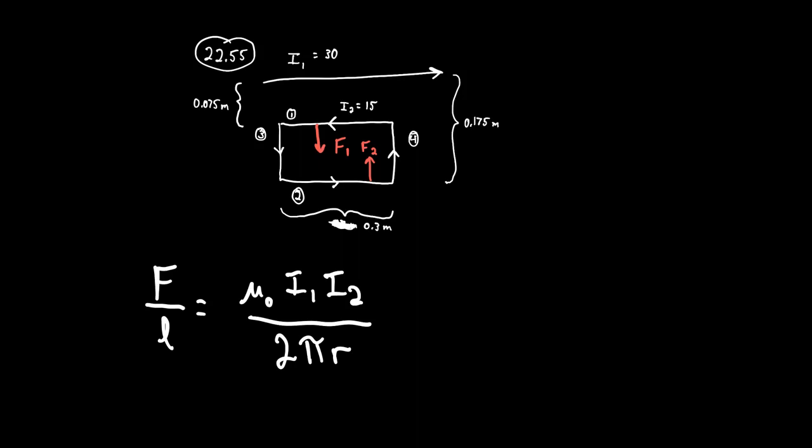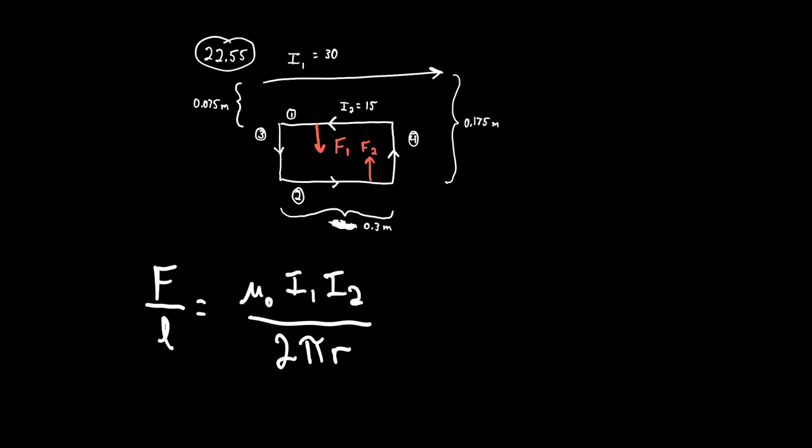So wire number 1 is one distance from the wire, 0.075. It's traveling opposite in direction to wire number 2. Wire number 2 is 0.175 meters away. So these are going to be 2 different force per unit lengths. The radii are different. Everything else is the same: mu naught, I1, I2, 2 pi. The radius has changed. So I get 2 different forces, one from above, one from below.